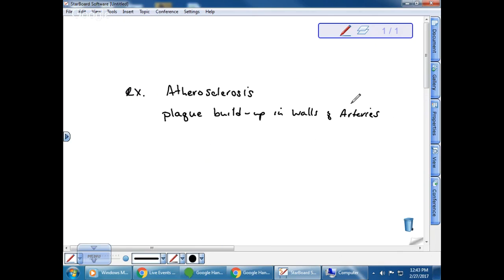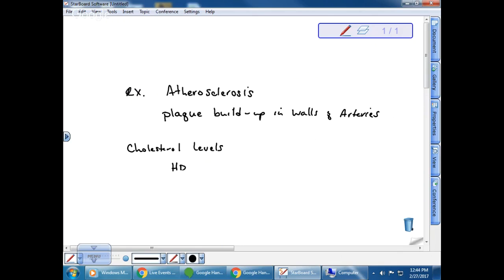And this has to do with cholesterol. So the plaque contains cholesterol in it. And it's kind of interesting because cholesterol cannot be transported in the blood without being bound to a protein. So when we look at cholesterol levels, we sometimes talk about the difference between HDL and LDL.